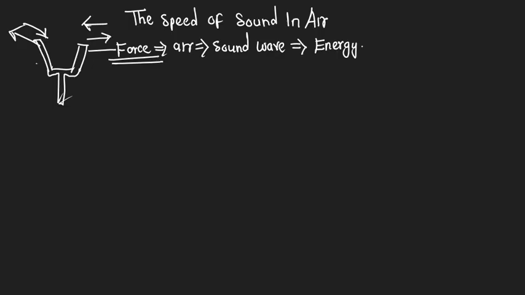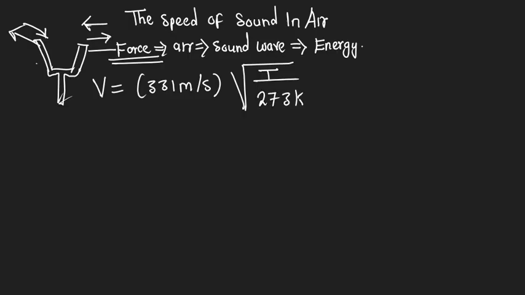So which formula exactly do you apply? To find the speed of sound in air, you use the formula: velocity V is equal to 331 meters per second multiplied by the square root of T over 273 kelvins.